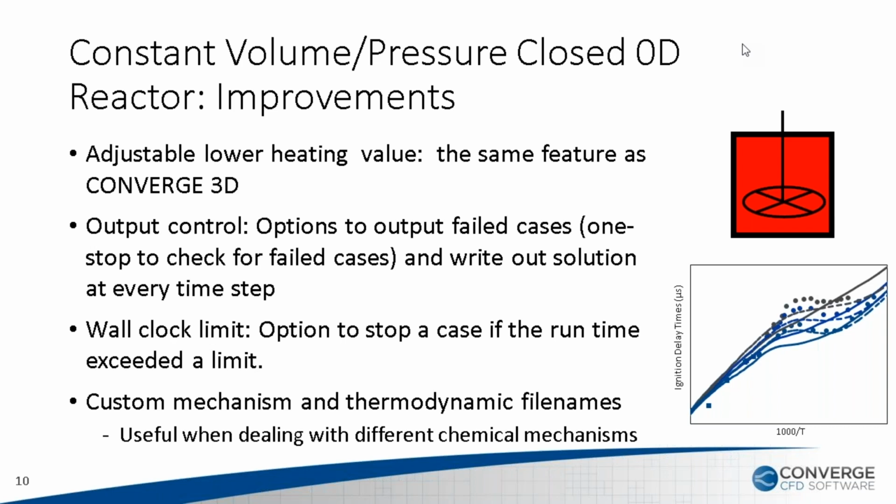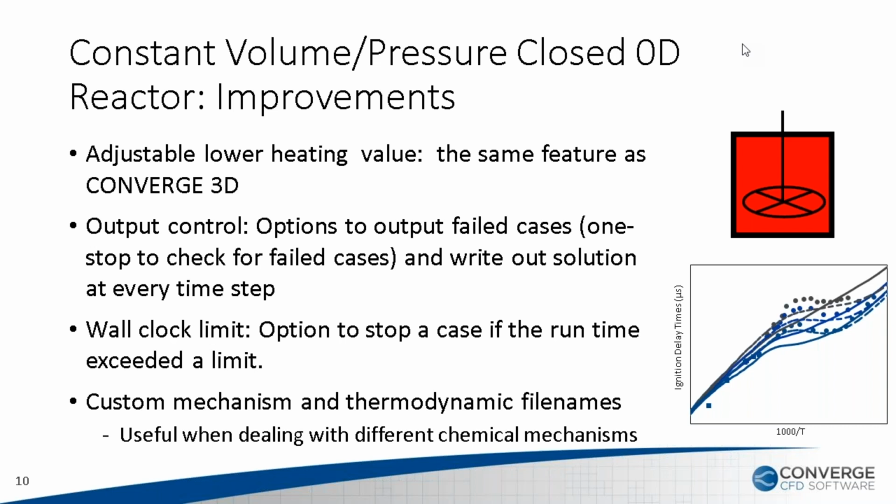Previously, to check if there were any failed cases, some of our clients would look through the screen output, which also has succeeded cases and failed cases. They had to sift through that, which is a bit annoying. But now you can just look at one file and see if there are any cases that have failed. Now we also have an option to write out the solution every time step.